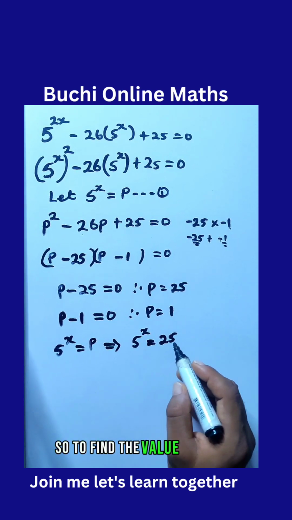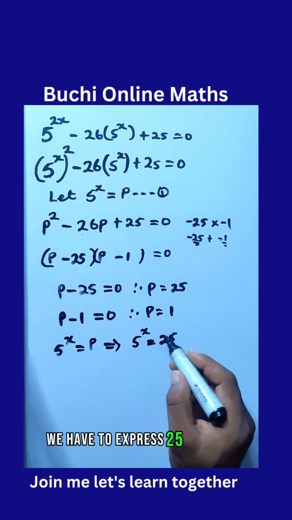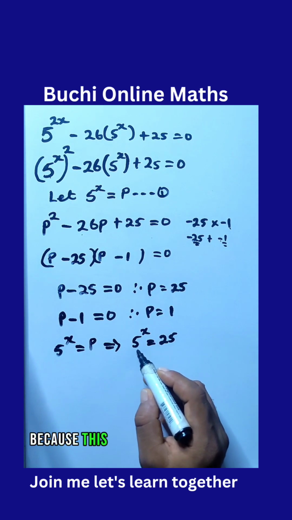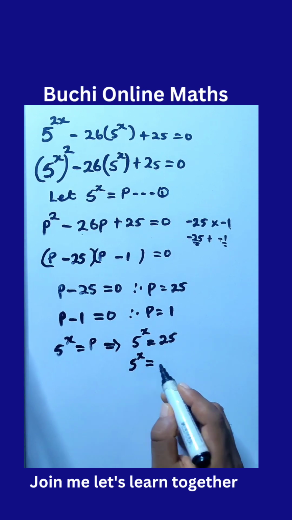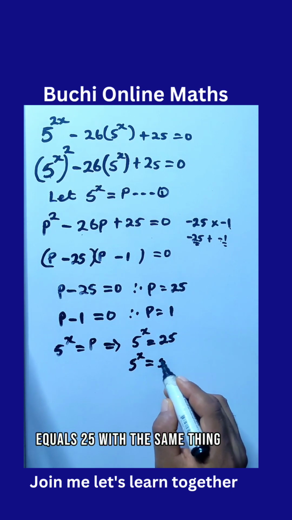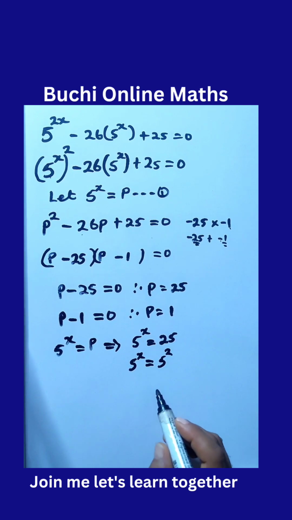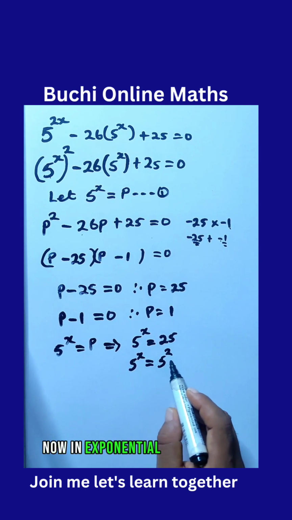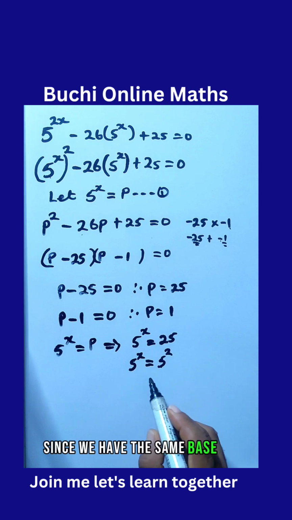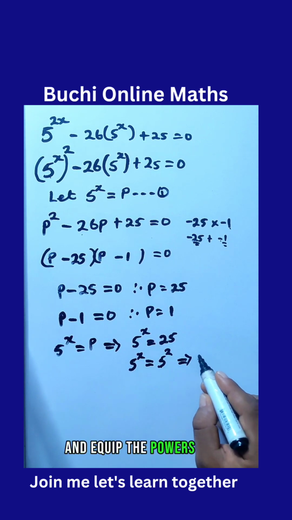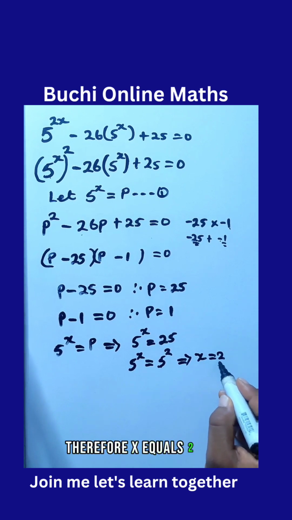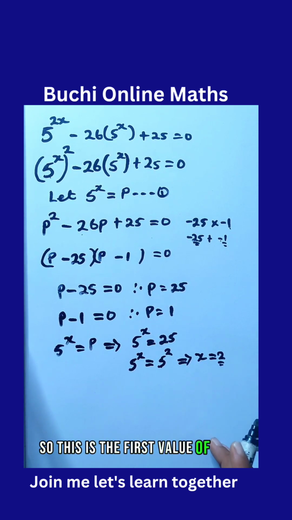So to find the value of x, we have to express 25 as a number in base 5, because this is already in base 5. So this will be 5 raised to power x equals 25, which is the same thing as 5 raised to power 2. Now in an exponential equation, since we have the same base, what we do is just remove the base and equate the powers. Therefore x equals 2. So this is the first value of x.